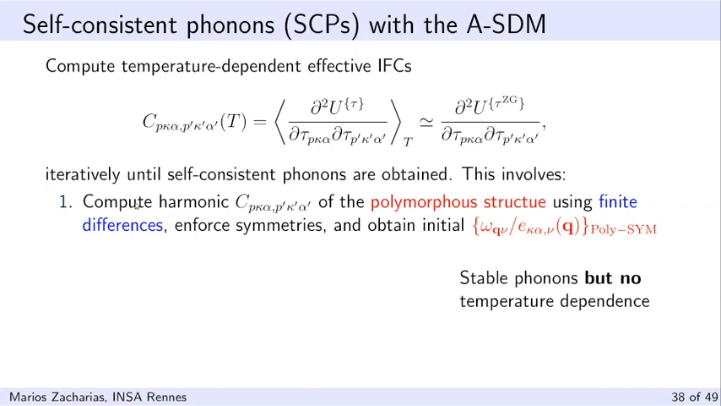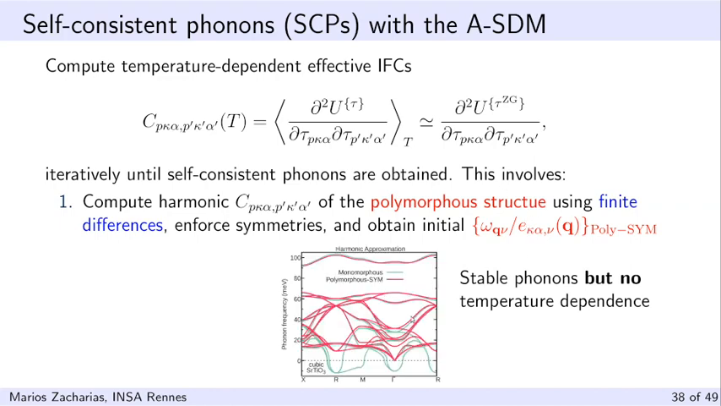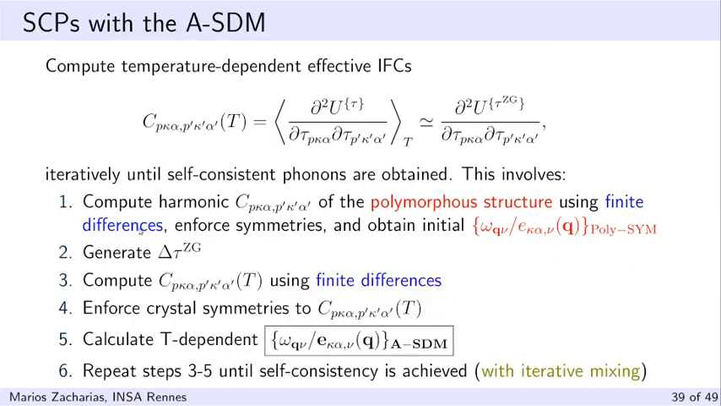So the first step is to compute the harmonic phonons of the polymorphous structure using finite differences, and then enforce the symmetries and obtain an initial set of phonon frequencies and phonon polarization vectors. So here I show the harmonic phonons of the polymorphous structure of strontium titanite after I apply the symmetries. What we see here is that we have obtained stable phonons, but now our phonons have no temperature dependence. But this is a good starting point because the self-consistent phonon theory is designed to work only for positive definite interatomic force constants.